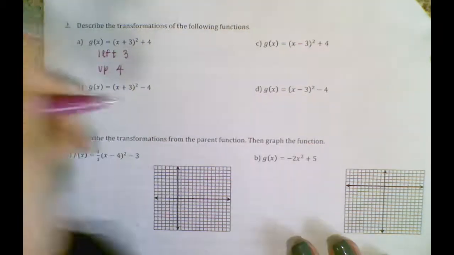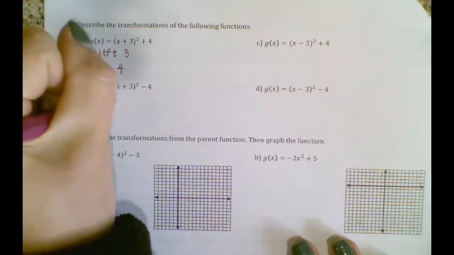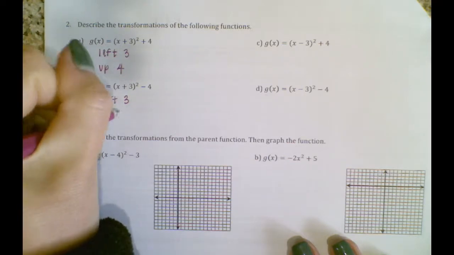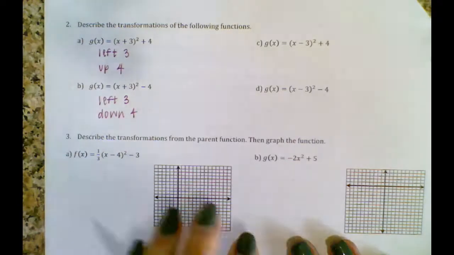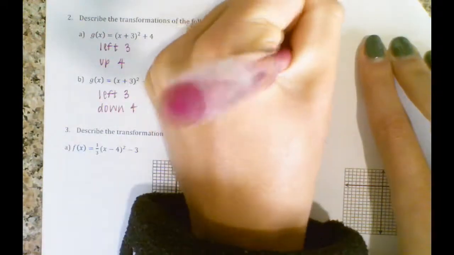Alrighty, letter B. Again, this says x plus 3, which means we're moving to the left by 3. And this minus k value means we're moving down by 4. Make sure you guys include that number so I know that you know which transformation goes with which number. Okay, letter C, because it says x minus h, this is right 3. And this plus 4 means up 4.